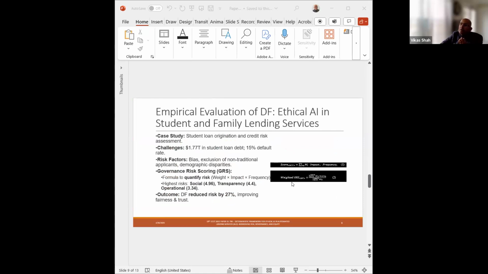And we moved on from the analysis to the empirical evaluations and the implementation. So in that, we took the student loan origination and credit risk assessment. The challenge is that student loan origination has increased, and it is now 1.77 trillion just in the United States. And there is a 15% default rate, right? What we are looking at in student loan origination is the bias, exclusion of non-traditional applicants, and demographic disparities.